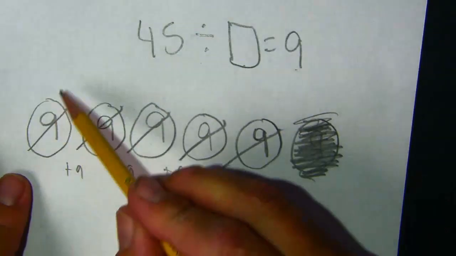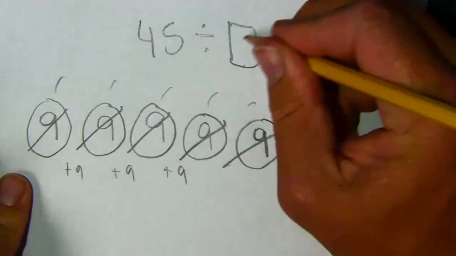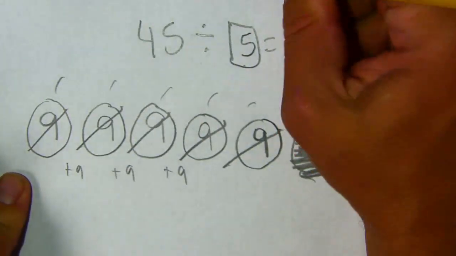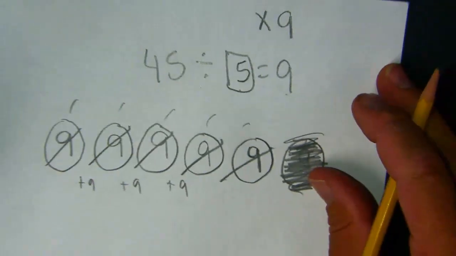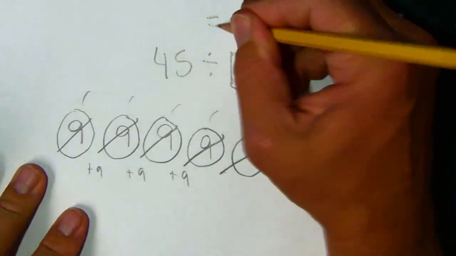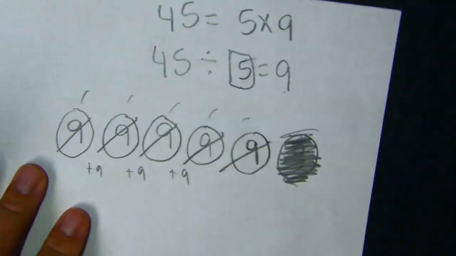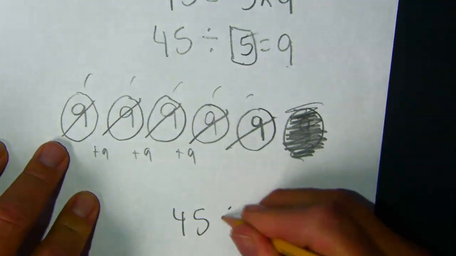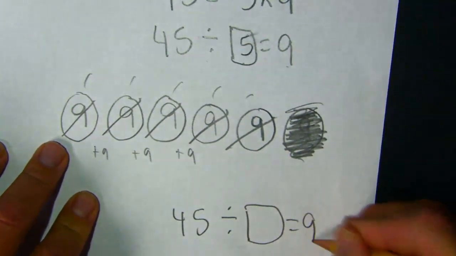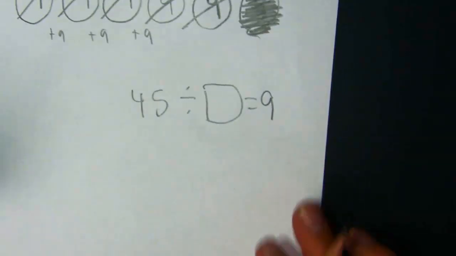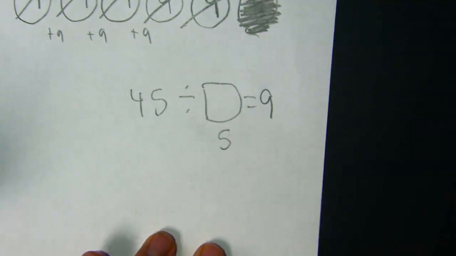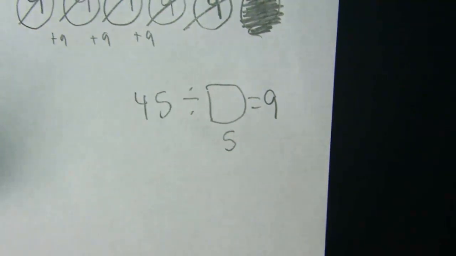So how many friends do I have? 1, 2, 3, 4, 5. 9 times 5 is 45. And then you can check your work by doing multiplication. 9 times 5 is 45. All right. 45 divided by blank equals 9. Those of you that know your multiplication tables, you immediately should see 5 here, because you know 9 times 5 is 45. That's the easiest way to do these problems, is just to memorize your multiplication facts.